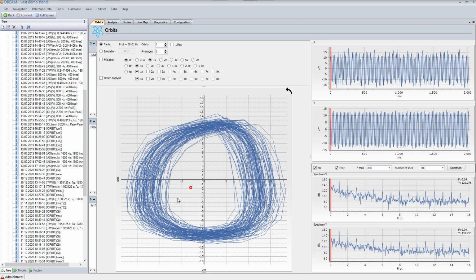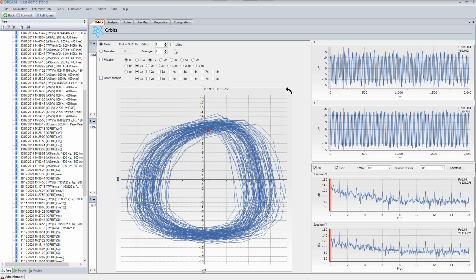So the orbit plot is when we draw or make a chart from the X and Y axis. So X is here, Y is here, and if we put a cursor here and start moving it, you see that we have a movement across our orbit. So the shaft rotates like this.